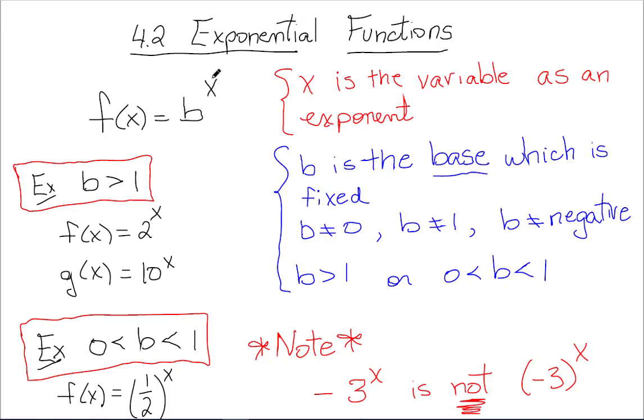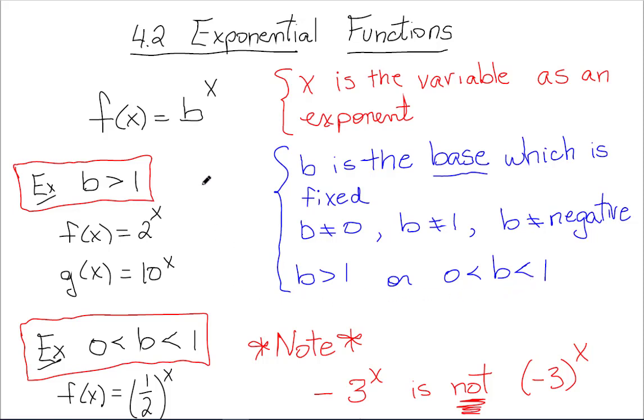X is the variable part, and b, this base, is a fixed number. Now, it's not just any number. It can't be 0, it can't be 1, and it also can't be negative. So if it can't be all of those things, what are our possible choices for b? Well, b can be a number bigger than 1, or it can be a fraction between 0 and 1. That's our only choices.